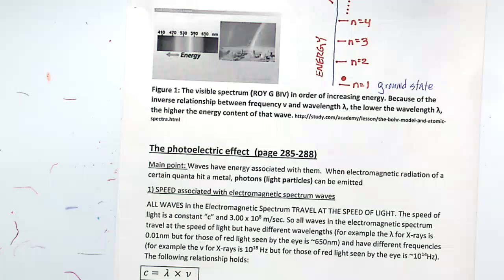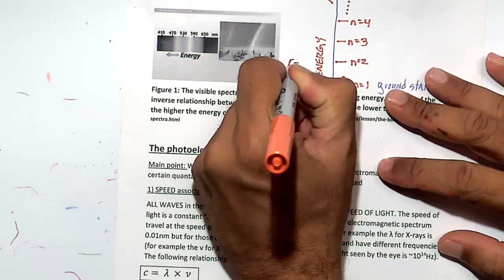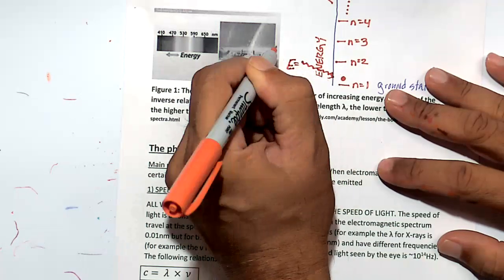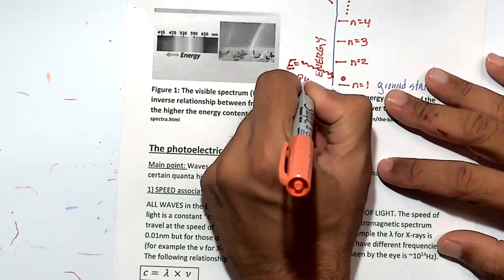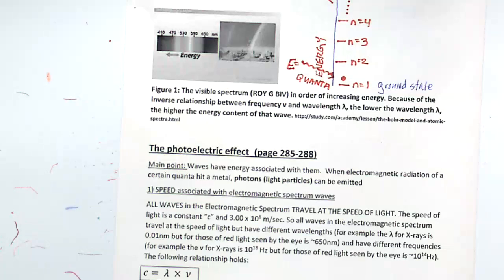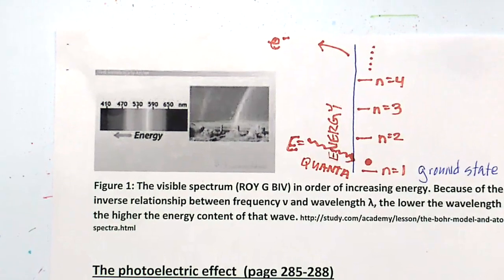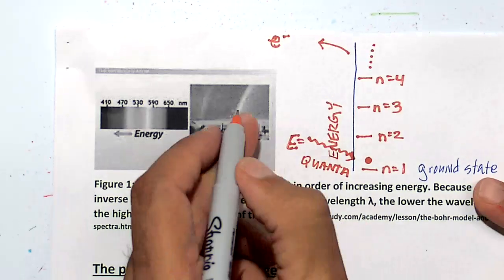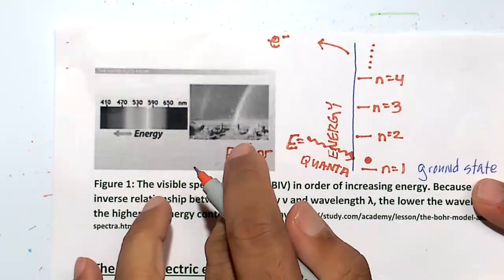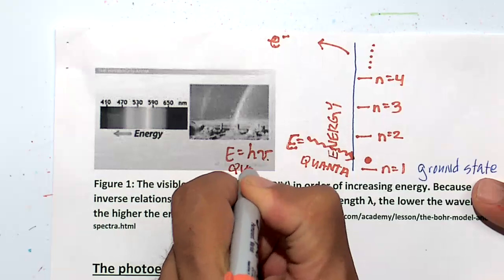So what I'm going to do here is hit it with energy. I'm going to hit it with a quanta of energy, hv. I'll talk about this later. A quanta of energy hv, where v is frequency.